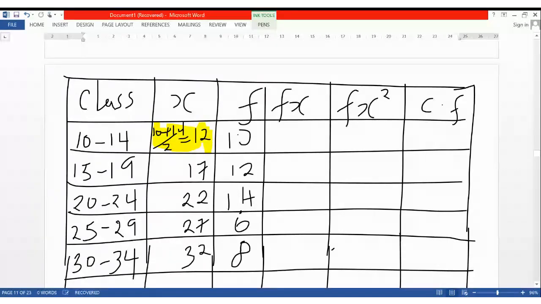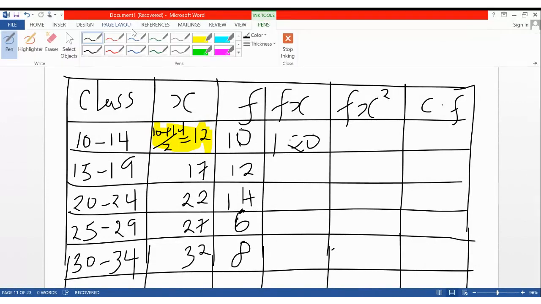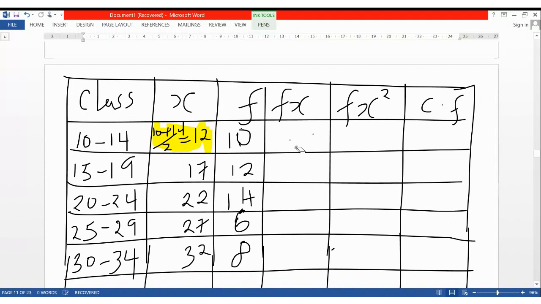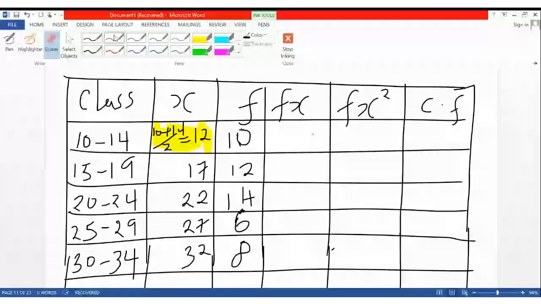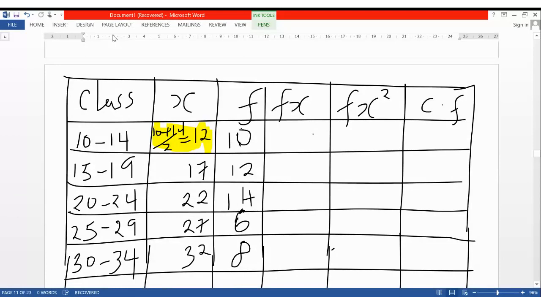So first of all, I'll calculate the mean. So fx, this one is 120. If you multiply, the first one I'm getting is 120. Second one, 17 times 12, 204. 22 times 14.